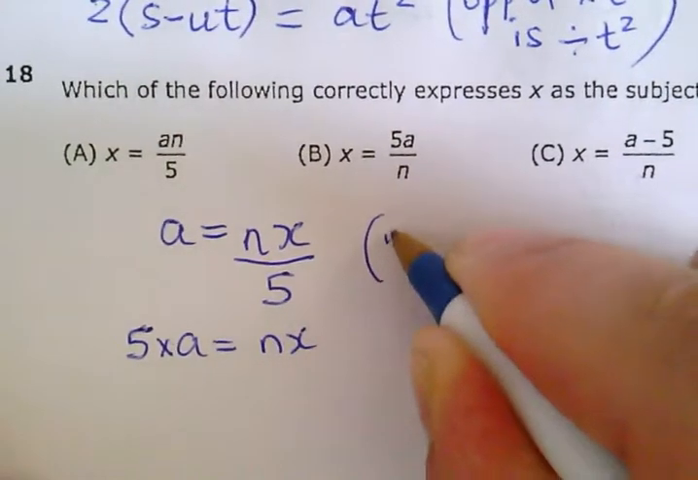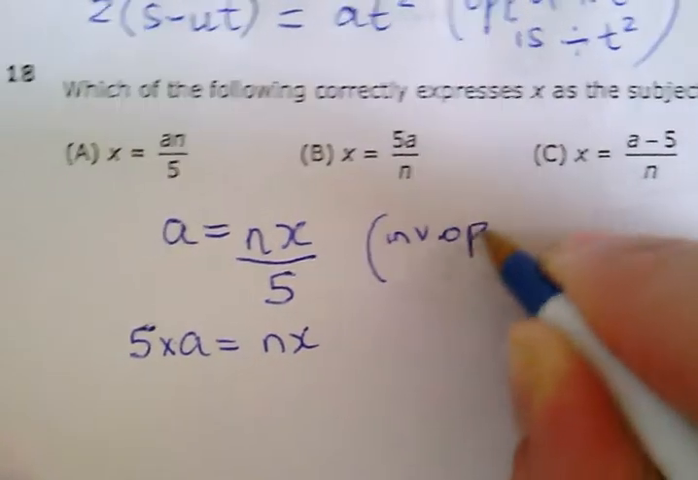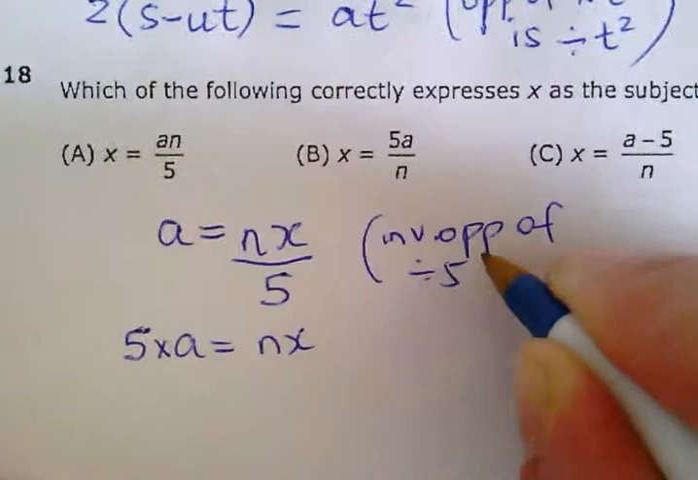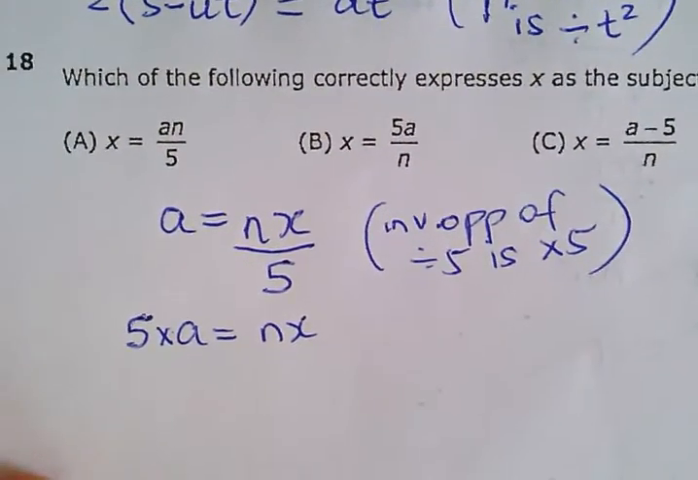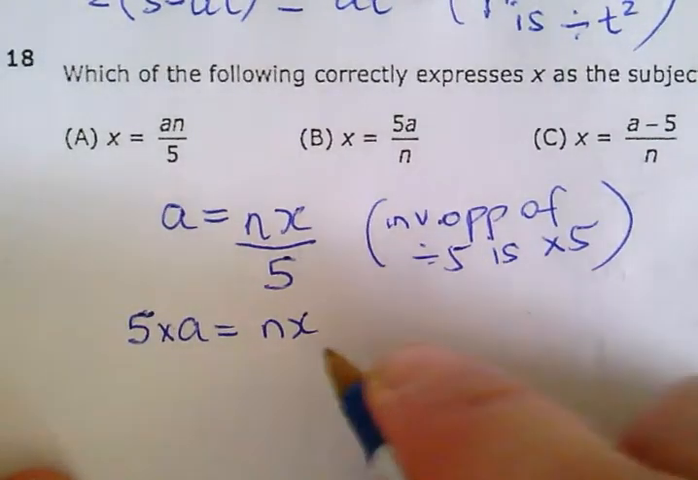So the inverse operation of divide by 5 is times 5. All right, now we just want to get the x on its own. What do we do next?